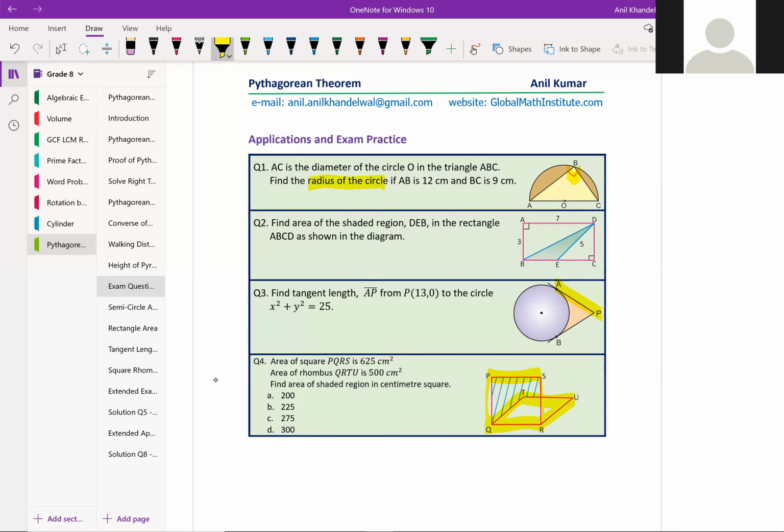So they're telling us AB is 12 and BC is 9. So all we have to do is input that into the Pythagorean theorem formula and we'll be able to find our hypotenuse, and then take half of that, because they're asking for the radius. Perfect. Next question, please. Find area.